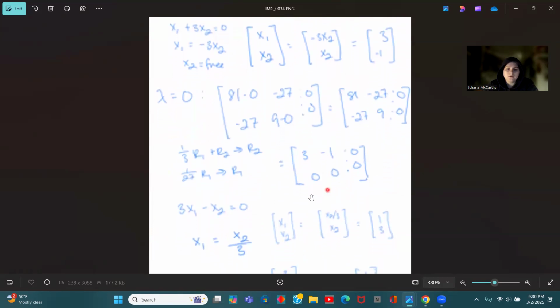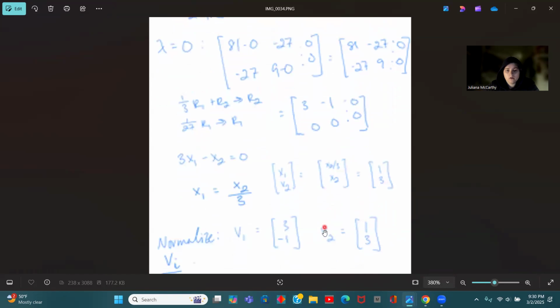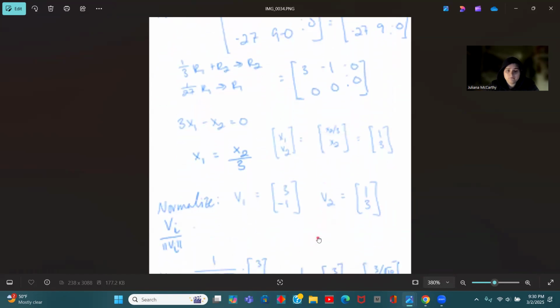And so to be able to solve for those, we have 3(x1 - x2) = 0. So that means x1 equals x2 over 3. And x2 is free, so we can set that as anything. I want to get rid of that fraction, so I set x2 as 3, so that x1 would become 1 when we plug in 3 for x2. And now we have to normalize them.